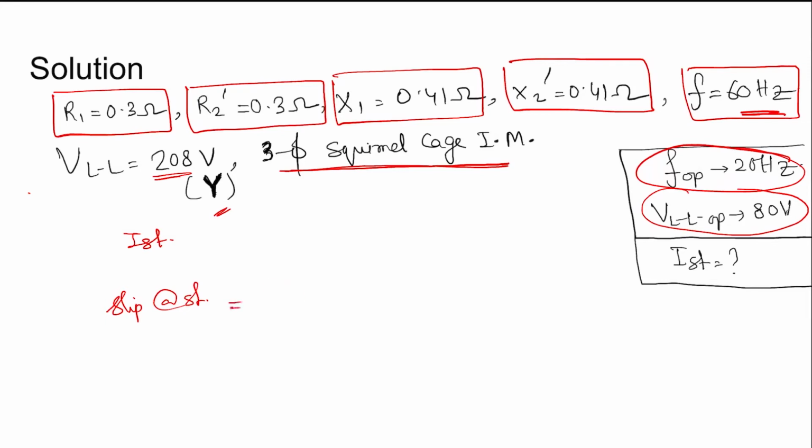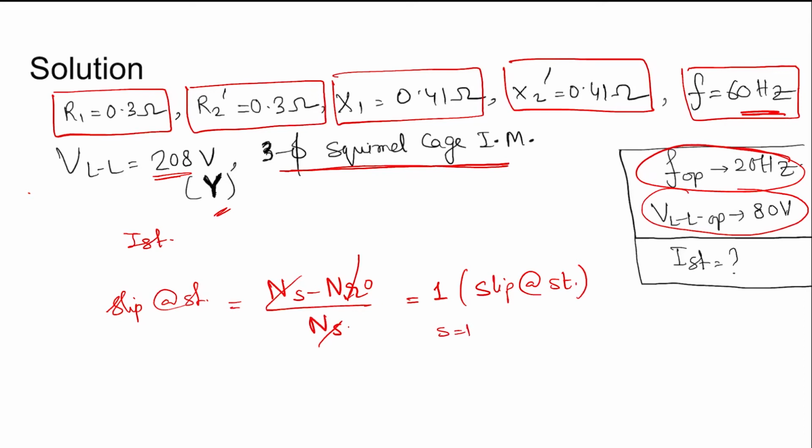And the slip at starting. At starting, slip is the synchronous speed Ns minus rotor speed, divided by synchronous speed. Now the rotor speed at starting must be 0, hence the slip at starting is 1. So S equal to 1. Now we need to find out I stator.